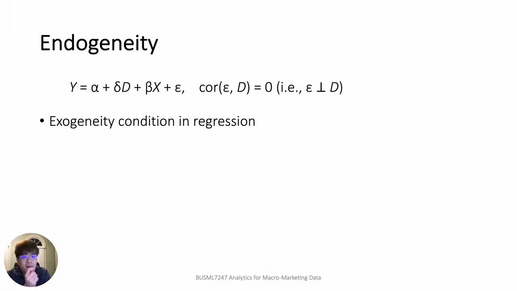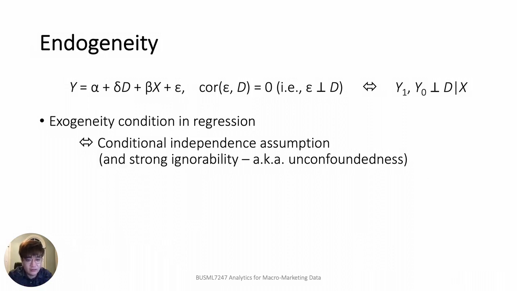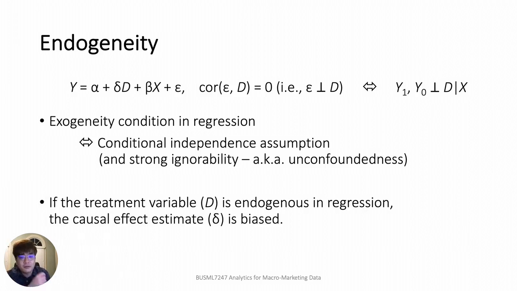Then, if the assignment D is endogenous, then the outcome is potentially correlated to the assignment, even if all other control variables are clearly observed. That is, the exogeneity condition in regression is identical to the conditional independence assumption, which is necessary for the unconfoundedness. If the treatment variable or assignment variable D is endogenous in regression, then the causal effect estimate, delta, becomes biased.